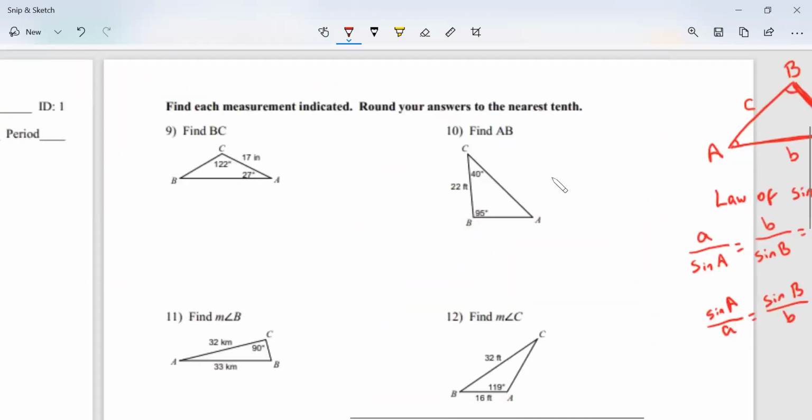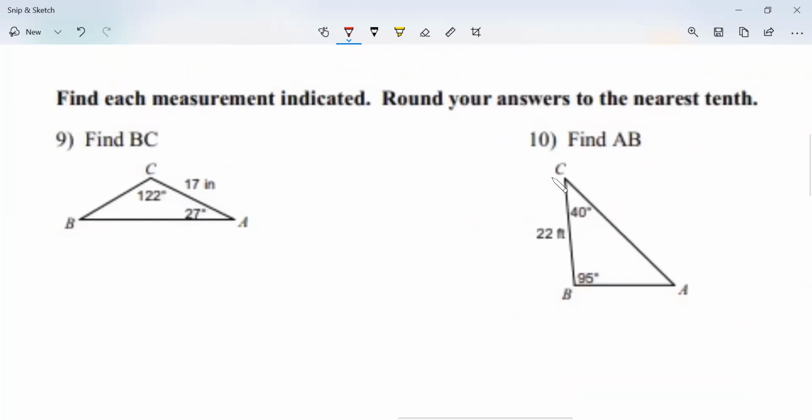So let's take a look at question number 9. It says, find each measurement indicated. Round your answer to the nearest tenth. Remember, tenth, I know it's a decimal, but it sounds like 10, which is a 1 with a 0.